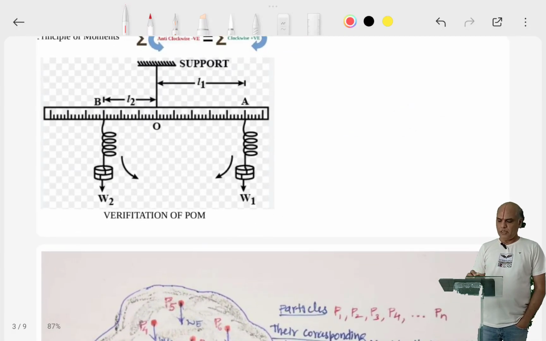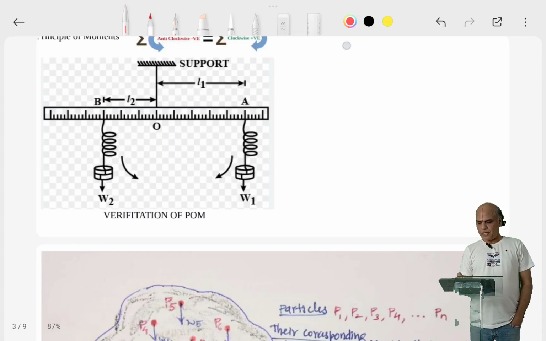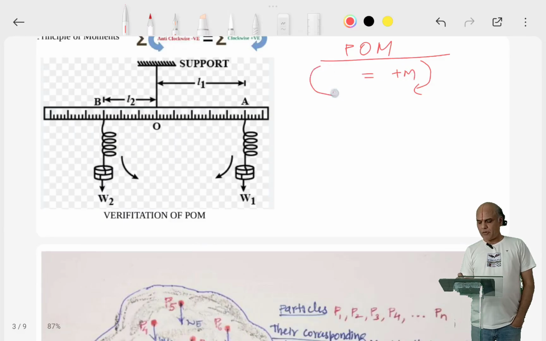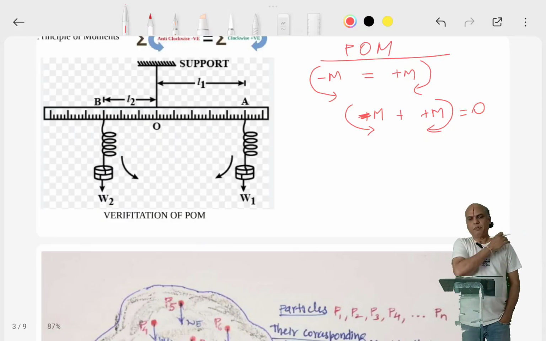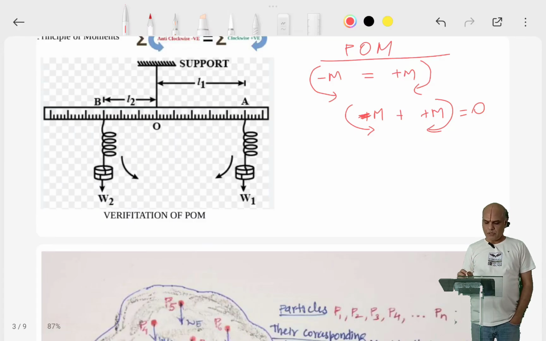Now focus on the screen. This is an experiment to verify the principle of moments. What you need to verify is that the sum of clockwise moments should be equal to the sum of anti-clockwise moments, or that the sum of clockwise moments plus the sum of anti-clockwise moments should be equal to 0. So this is called the principle of moments. Let us look at an experiment where we verify the principle of moments.